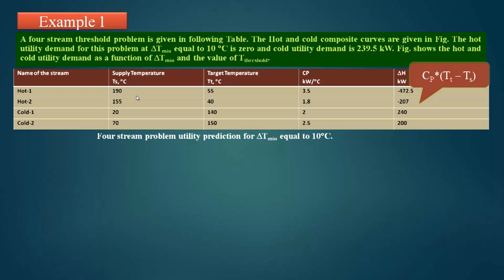There are 2 hot streams and 2 cold streams, and the delta H is computed by multiplying the Cp value with delta T values. That means, 207 is computed by taking 1.8 as the Cp value. This should be capital CP values, and then multiplied with 155 minus 40. So, this comes out to be 207.